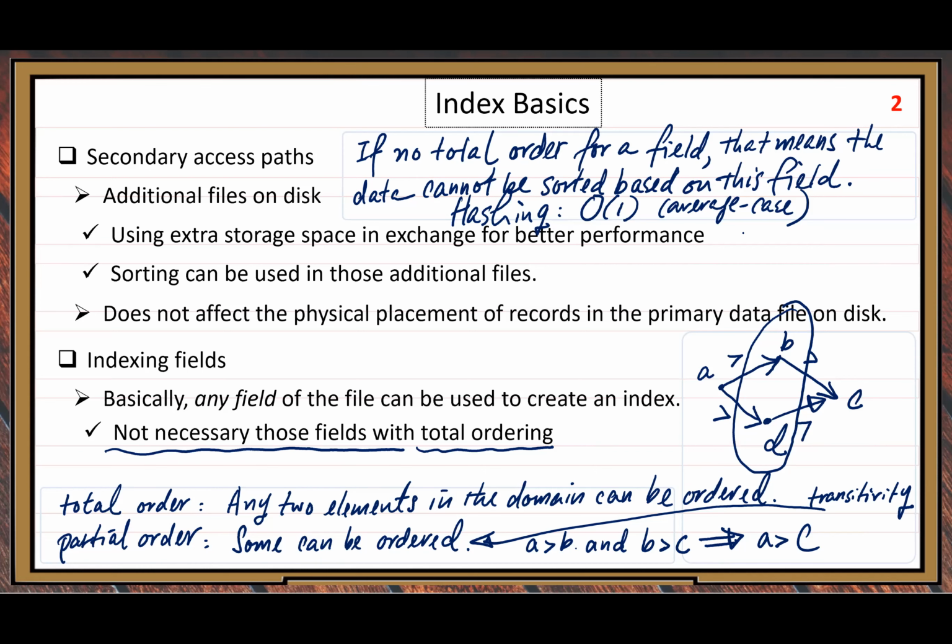Without total order, we can still use the hashing technique. So that's the reason you have this here. Not necessarily those fields with total order. I will give you a little more details on hashing, but we do not need to know too much detail, just the basic idea. That's enough. Some indexes do not use sorting, the hashing.